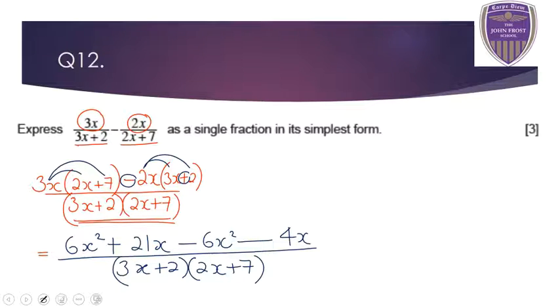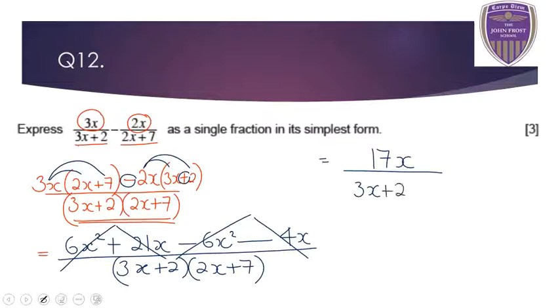Okay, and what happens on the top, the 6x squared and minus 6x squared cancels out, and the plus 21x minus 14x will give me 17x. So your final answer is 17x over 3x plus 2, 2x plus 7.